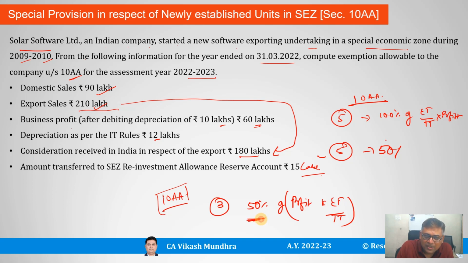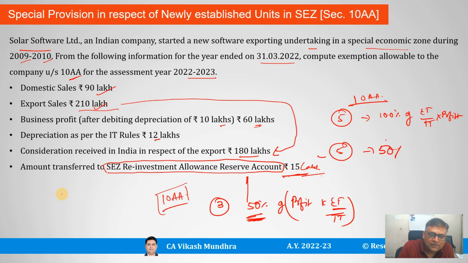However, here one more restriction is that the amount should be invested into this reserve. That means the exemption is available to the extent, maximum to the extent of the amount invested in this reserve. Now, first of all, we are required to compute the profit, then our export turnover, and then we will convert that into 50% of it, and then we will compare this one with this amount.